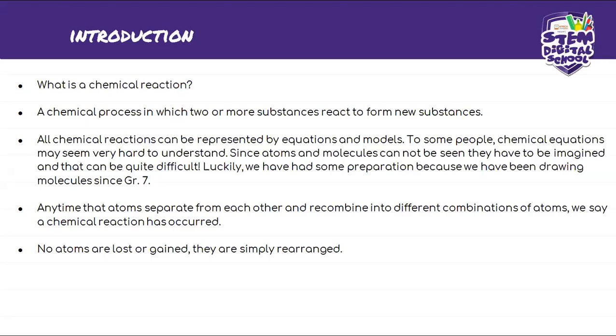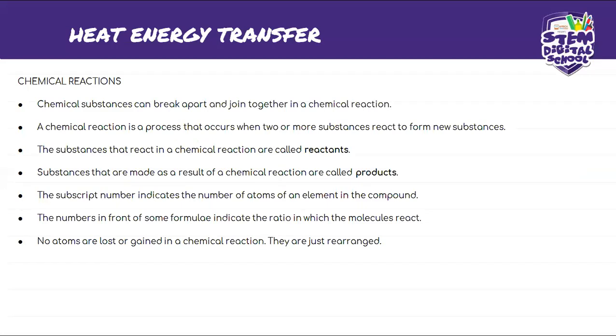To some people, chemical equations may seem very hard to understand. Since atoms and molecules cannot be seen, they have to be imagined, and that can be quite difficult. Luckily, we have had some preparation because we've been drawing molecules since grade 7, so it will assist us. Anytime that atoms separate from each other and recombine into different combinations of atoms, we say a chemical reaction has occurred. So in a chemical reaction, no atoms are lost or gained. They are simply rearranged. All right, so let's go on.